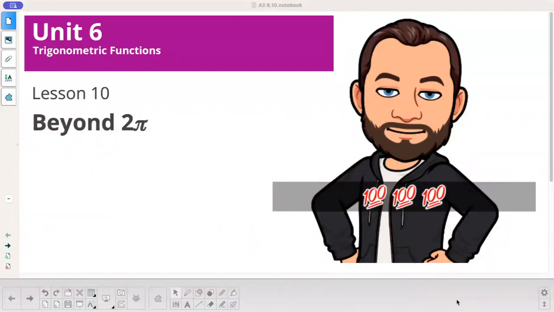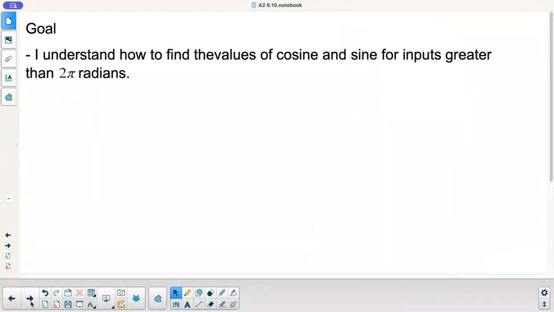Illustrative Math, Algebra 2, Unit 6, Lesson 10 is called Beyond 2 pi. All right, our goal today is I understand how to find the values of cosine and sine for inputs greater than 2 pi radians.